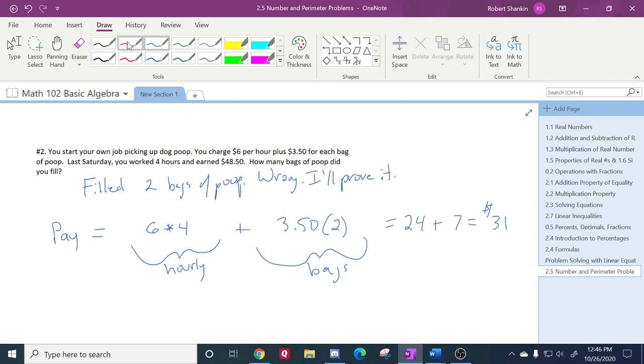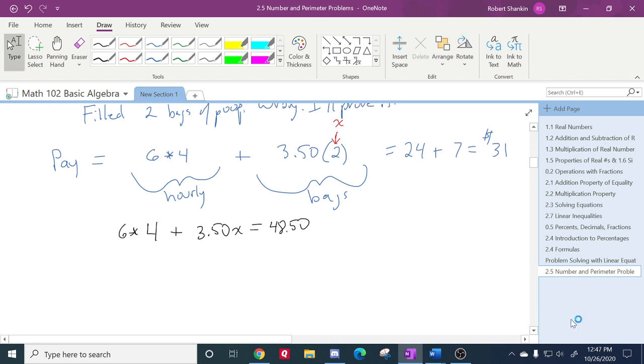Alright, so what we're going to wind up doing is replacing that number that was obviously wrong with the right answer. I just don't know what number it is. And then I'm going to put 6 times 4, the $24, plus 3.50 times x, and I'm going to make sure that it equals the right amount, 48.50. And then I'm going to solve this.